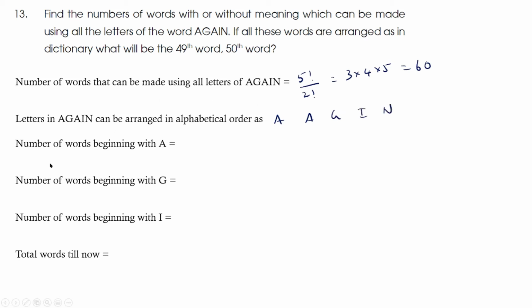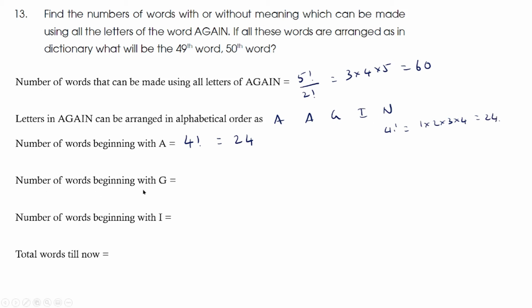Now the number of words beginning with A will be, here A will be fixed and the remaining four places can be occupied using 4 letters. So it is 4 factorial. 4 factorial is 1 into 2 into 3 into 4. This is 24. Now moving on to the next one.